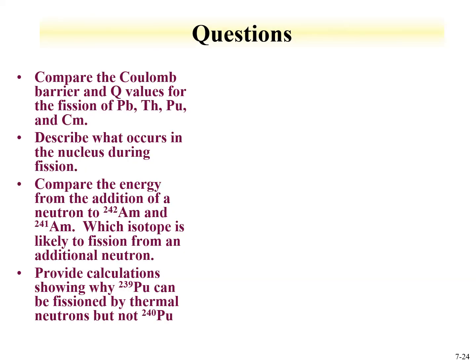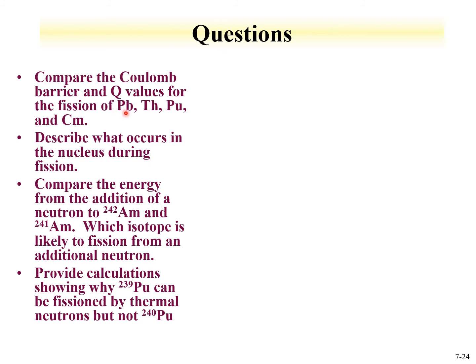Continuing with the question that was shown on the previous slide, you can compare the Coulomb barrier and Q values for the fission of isotopes of lead, thorium, plutonium, and curium. If you see a question like this, you could select which isotopes you would want to use. So you could use isotopes that are along the stable or more stable line.